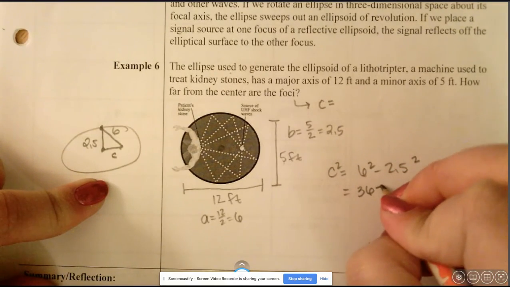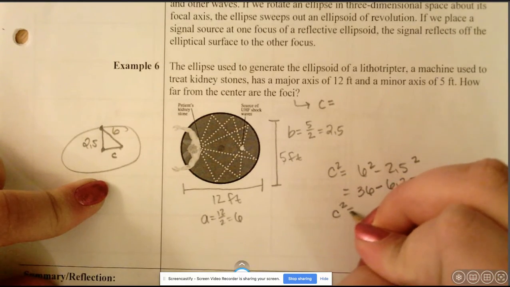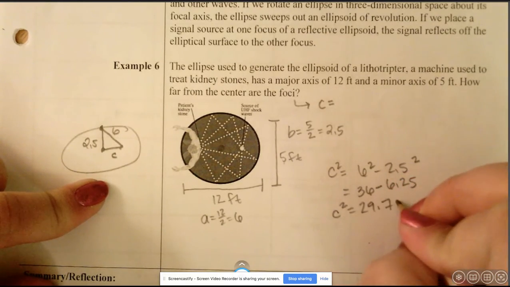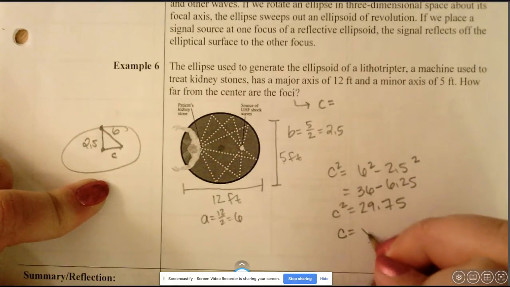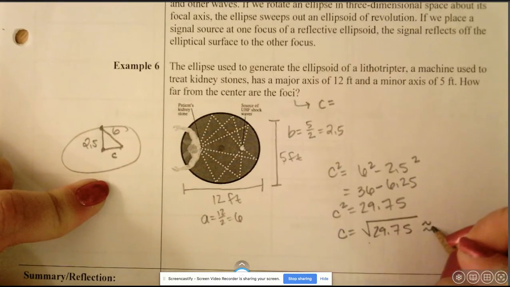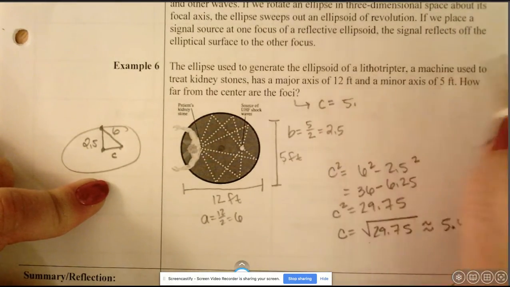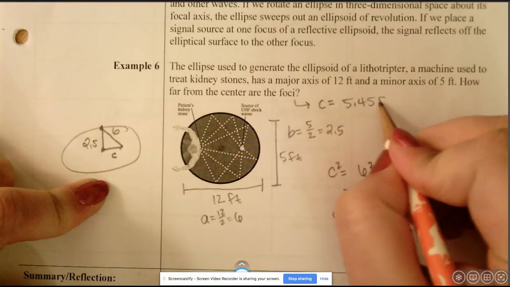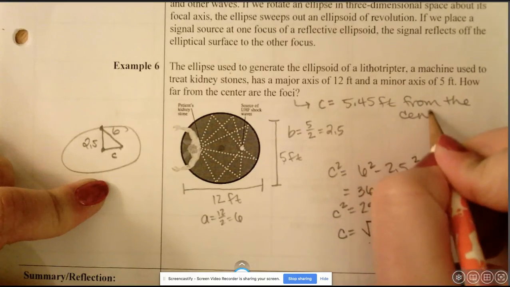36 minus 6.25. C squared is 29.75. So then C is the square root of 29.75, which is approximately 5.45 feet. So C equals 5.45 feet from the center.